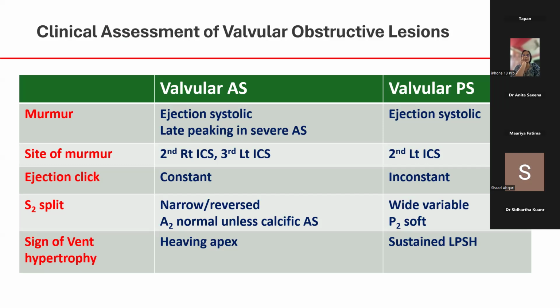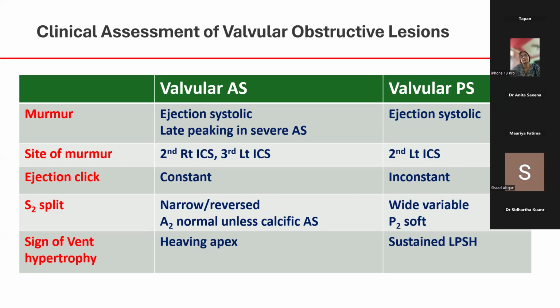The ejection click is constant. That means it is present in both inspiration and expiration, whereas in valvular PS, you may hear it better on expiration as compared to inspiration. And therefore, it is inconstant. In fact, it is only a right-sided event, which is better during expiration.